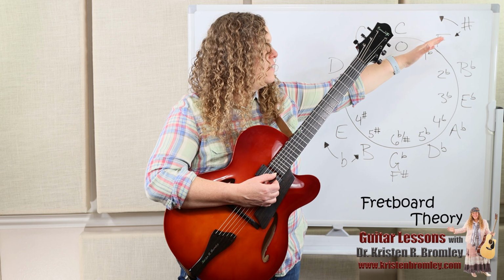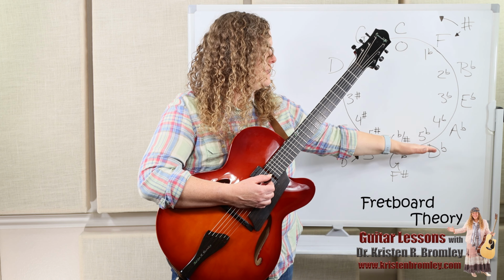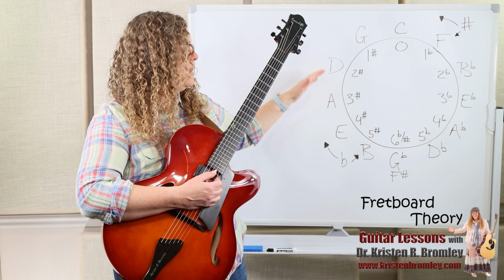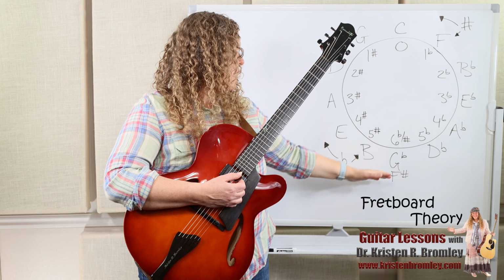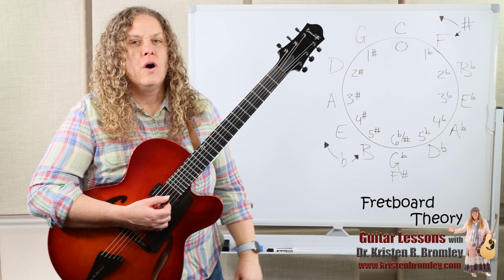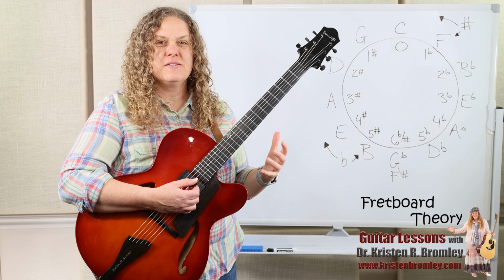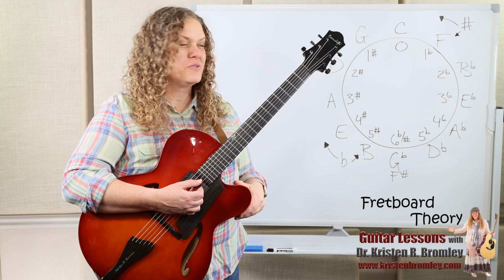So C, F, B flat, E flat, A flat, D flat, G flat, and then B, E, A, D, G, and C. F sharp and G flat are kind of interchangeable because they both have the same number of accidentals.